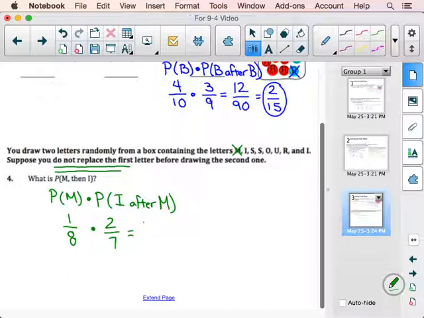Now you multiply your numerators. 1 times 2 is 2. Multiply your denominators. That's going to give you 56. And then simplify your answer, and you're going to get 1 out of 28. So you have a 1 in 28 chance of getting an M followed by an I, which is different from what happened on the front of your worksheet.